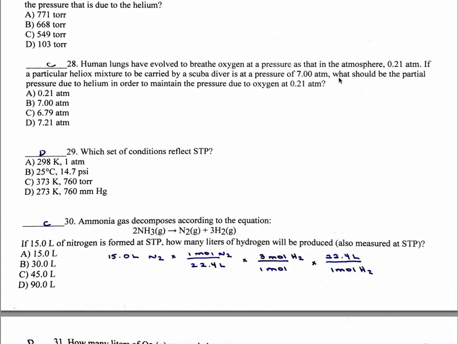Again, partial pressure. This is your total pressure. This is the partial pressure of oxygen. So you just subtract and you get C.